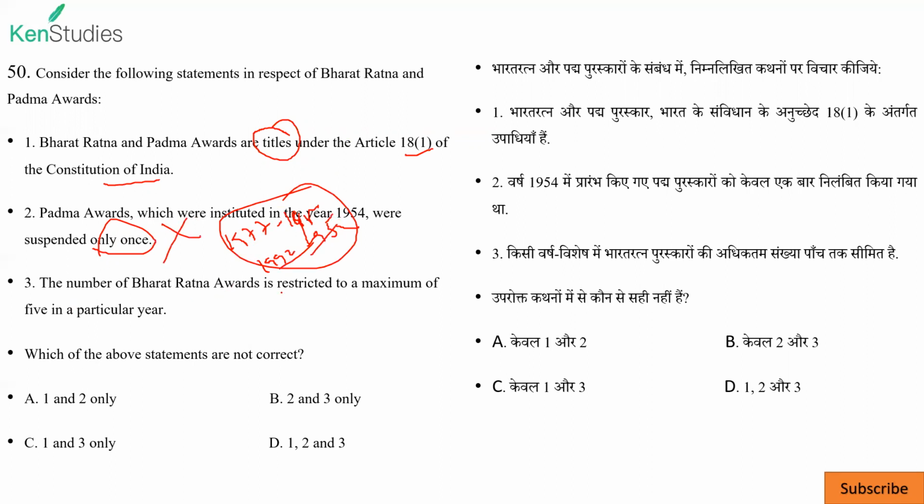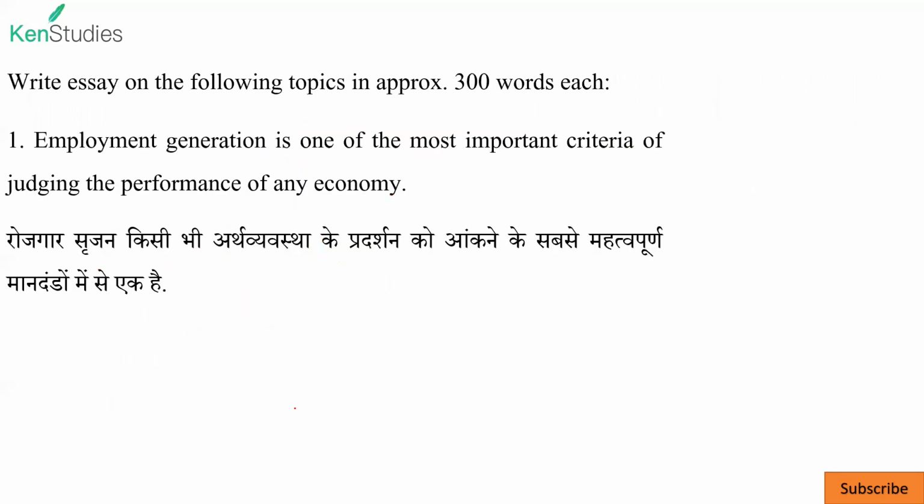Third, the number of Bharat Ratna awards is restricted to a maximum of 5 in a particular year. No, Bharat Ratna maximum is 3. So all 3 statements are incorrect. It is asking which is not correct. So D, all are incorrect.